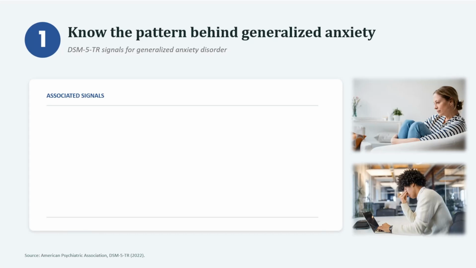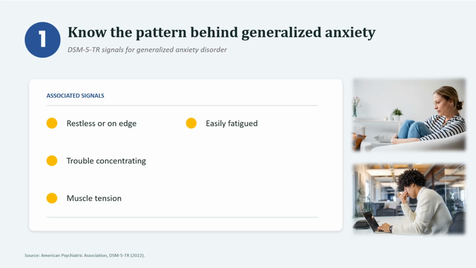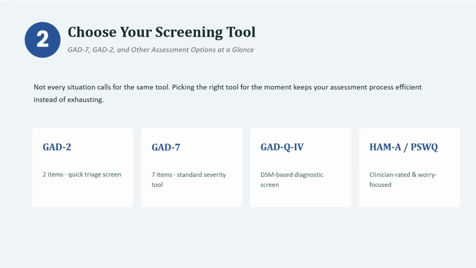Here's some signals to watch for. Being restless or on edge. Trouble concentrating. Muscle tension. Being easily fatigued. Irritability. And sleep disturbance. So now that you know what you're looking for, step 2 is picking the right anxiety screening tool for your needs.